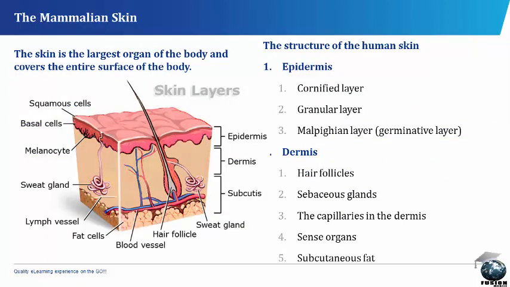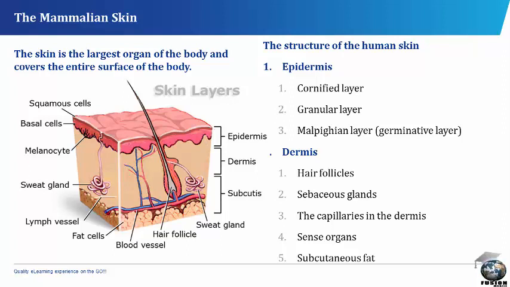The mammalian skin. The skin is the largest organ of the body and covers the entire surface of the body. It is composed of an outer epidermis, an inner dermis, and a layer of subcutaneous fat below the dermis. An average skin is between 1 and 2 millimeters thick. The skin of the eye is 0.5 millimeters thick.